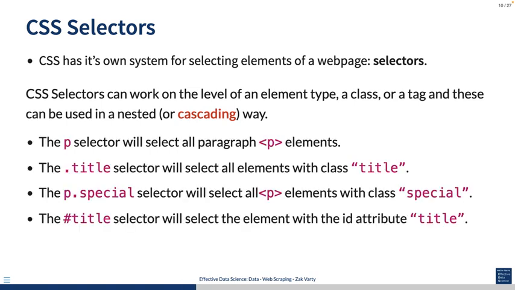The P selector will select all paragraph elements. The .title selector will select all elements with the class title. And we can combine these, so the P.special selector will collect all paragraph elements with the class special. Finally, the #title selector will select the element with the ID attribute equal to the string title.